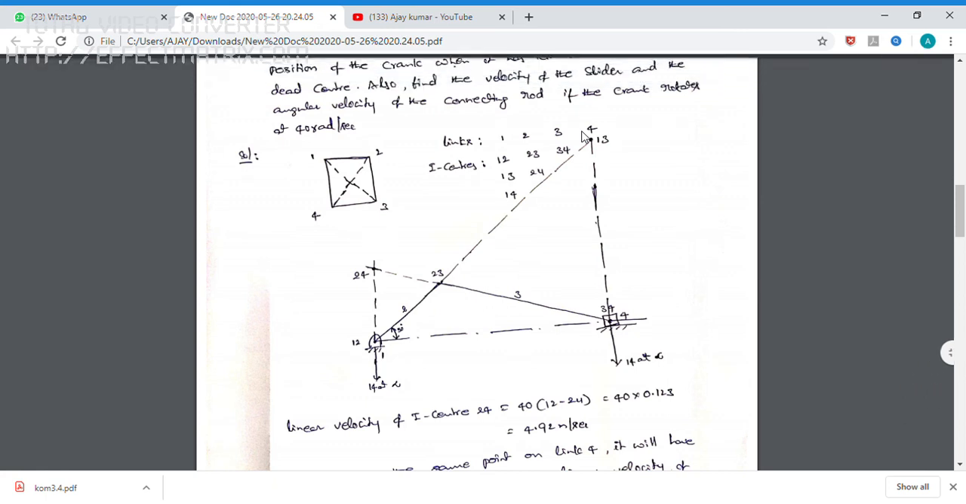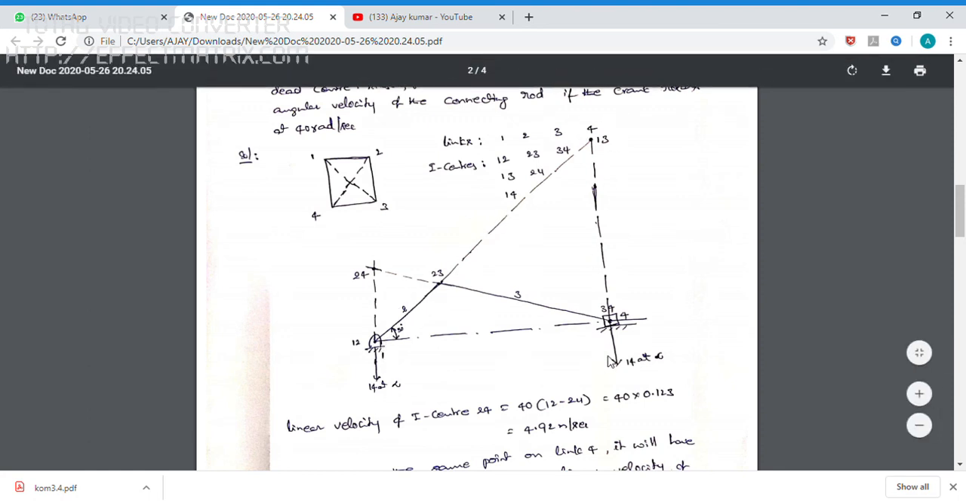Why did I construct or extend this line? Do you observe that particular point, or on what basis I extended this one? Do you have any idea, my dear students? On what basis did I extend this line? As per the Kennedy theorem, whenever two bodies are having relative motion with a fixed element, definitely the 3 instantaneous centers must lie on the same straight line. That's why I extended the 1 2, 2 3 line.